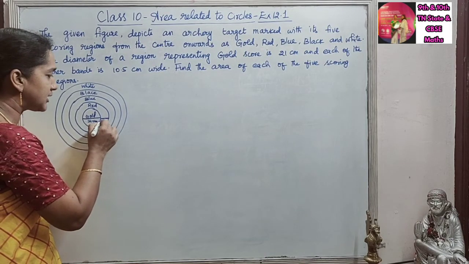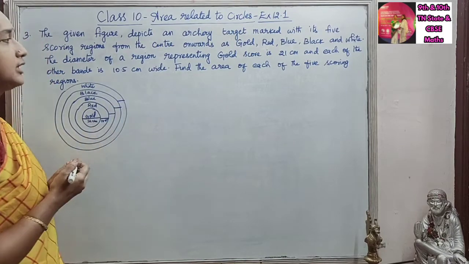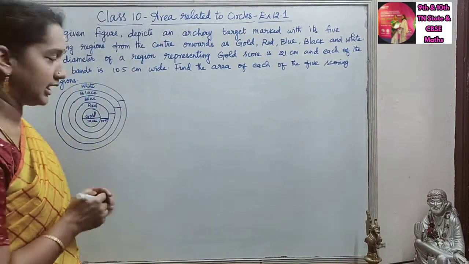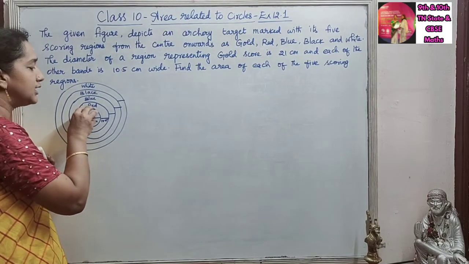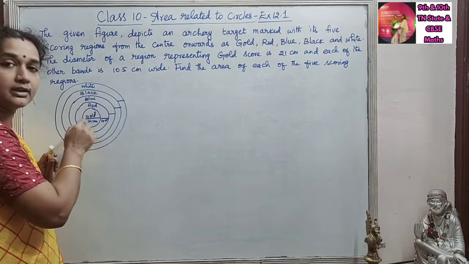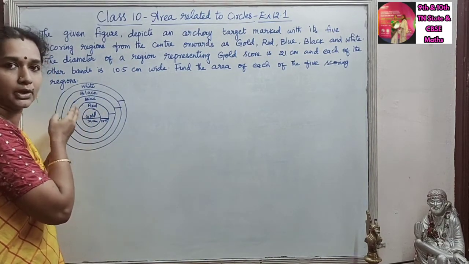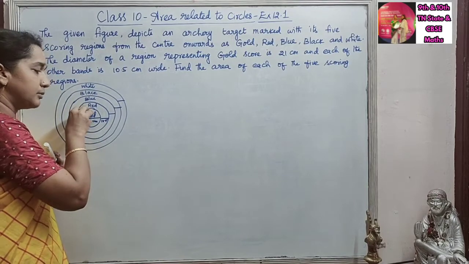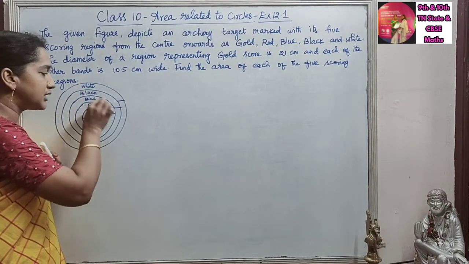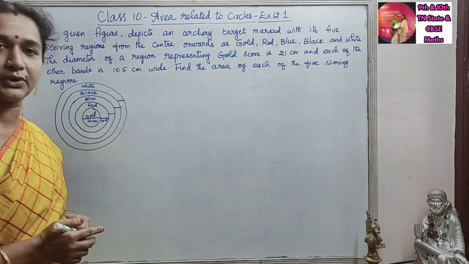So this width is given as 10.5. So each one will be 10.5 like that. Find the area of each of the 5 scoring areas. So we are asked to find the, so if it is gold, this area we have to find. Then for the red, how to find the area of the red is, already we have found the area of the gold. So total area minus this gold area, when we subtract, we will get the area of this ring part alone. So like this we have to find for 5 regions.